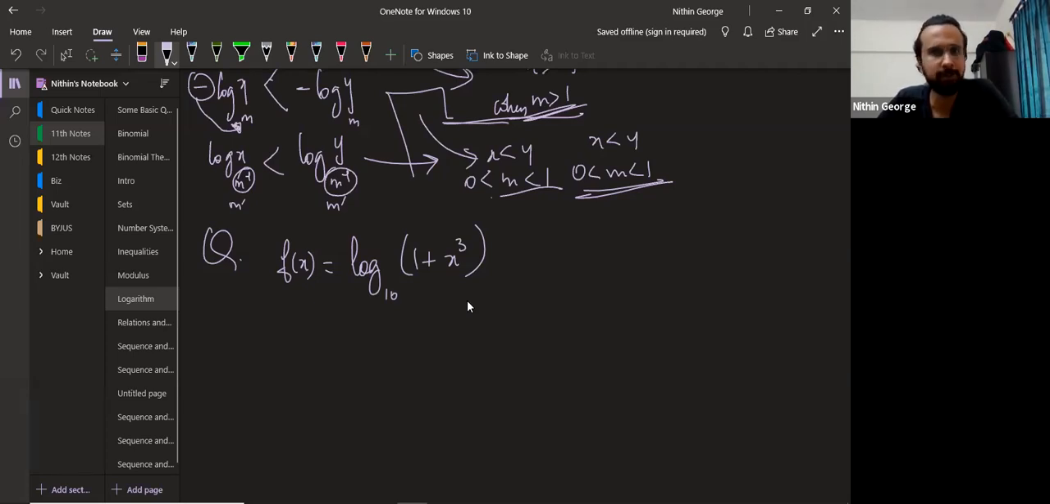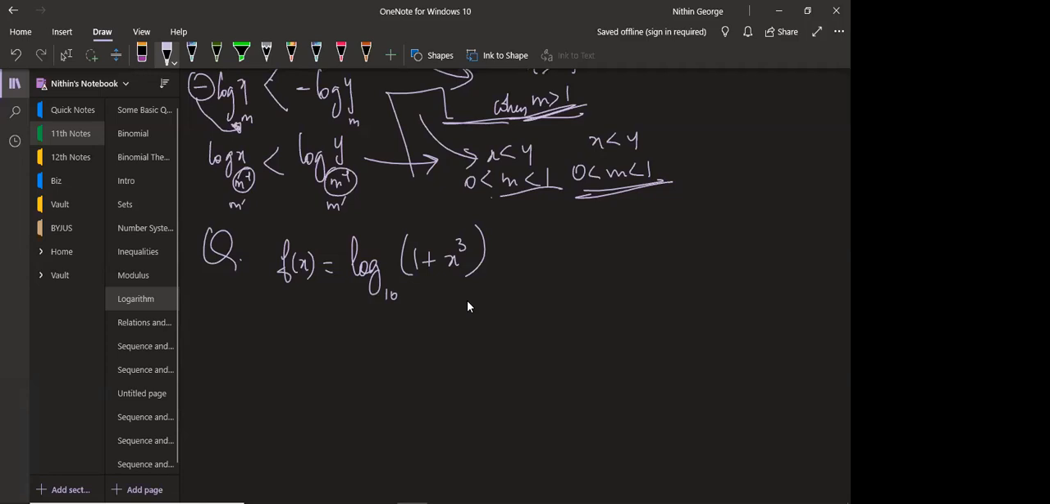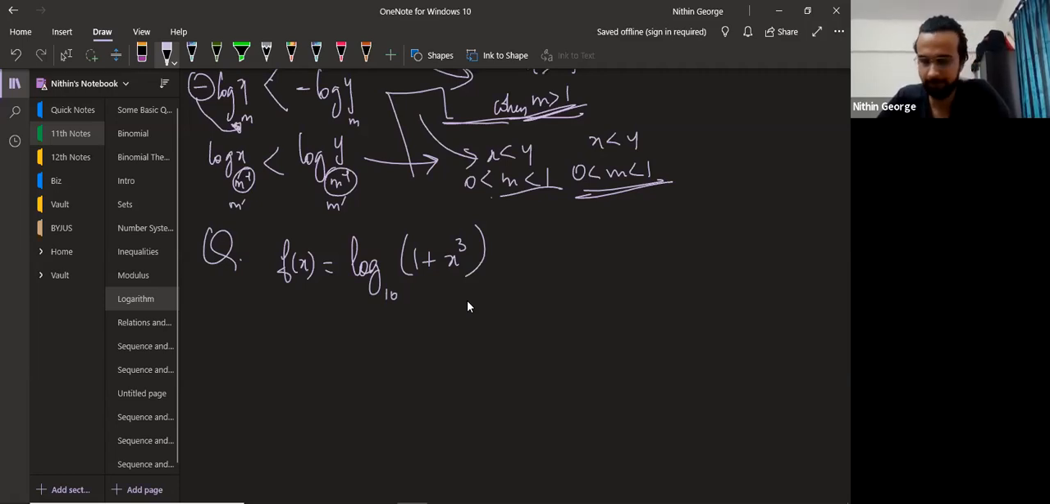Guys, you forgot how to do this? 1 plus x cube greater than 0. Correct. Nice. You remember the method. Set of all permissible values. Right. So that part, 1 plus x cube, should be greater than 0. That's absolutely right. Okay. What do we get from here?